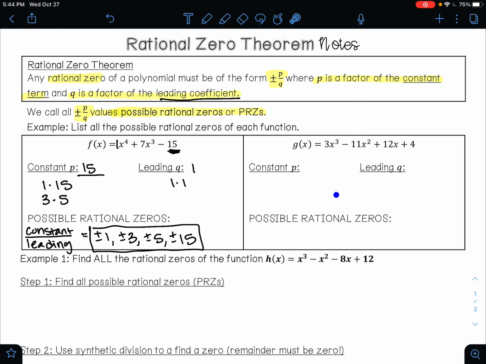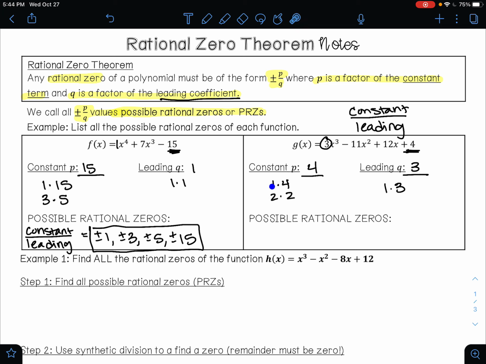Let's try that again with this one. On g of x, I have 3x cubed minus 11x squared plus 12x plus 4. Our constant is our p-value. Here, our constant is 4. The factors of 4 are 1 times 4 and 2 times 2. My leading coefficient q is 3. Factors of 3 are 1 times 3. So again, we're going to do constant divided by leading. That's how you always do it.